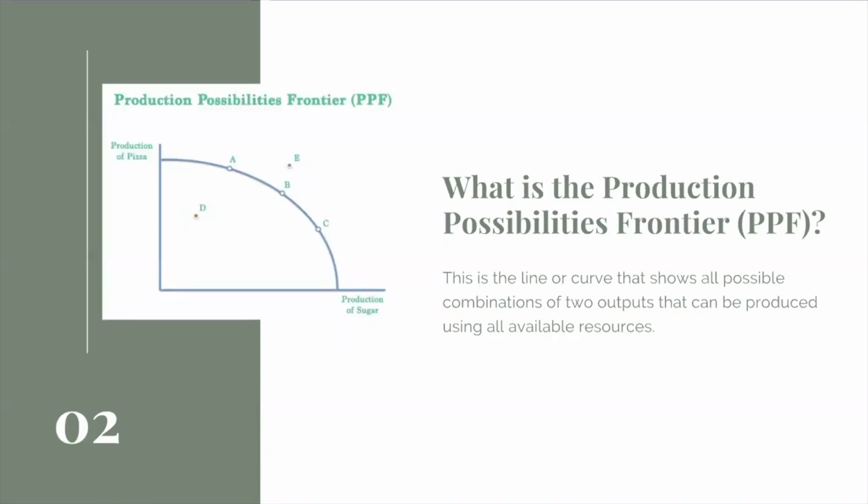So what is the production possibilities frontier? It is a line or a curve that shows all possible combinations of two outputs that can be produced using all available resources. So the two outputs in this example would be sugar and pizza, and it's all the possible outcomes that a firm or country can produce, and that creates this line.